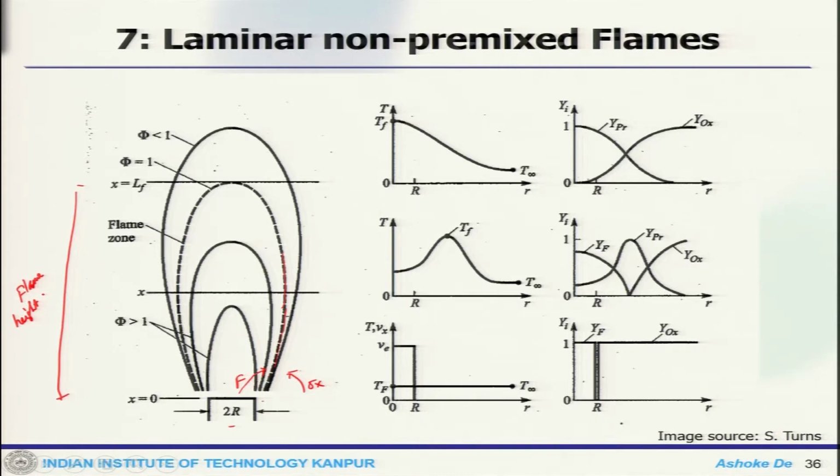So, this is the flame height. Now, if we look at the temperature profiles at this particular location, this is at the jet exit location. At the jet exit location you have a velocity which is uniform, temperature is uniform, and fuel mass fraction is also 1, and outside the jet, it is all oxidizer. So, that is 1. At this position there is nothing.